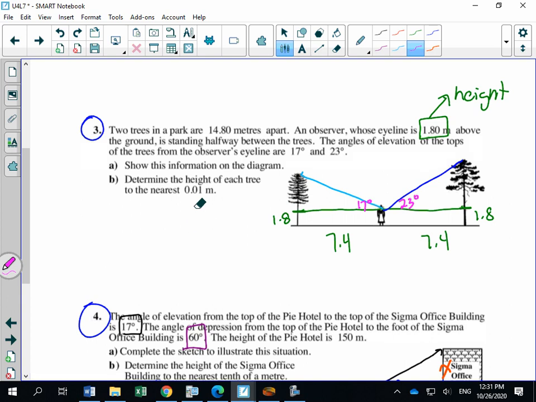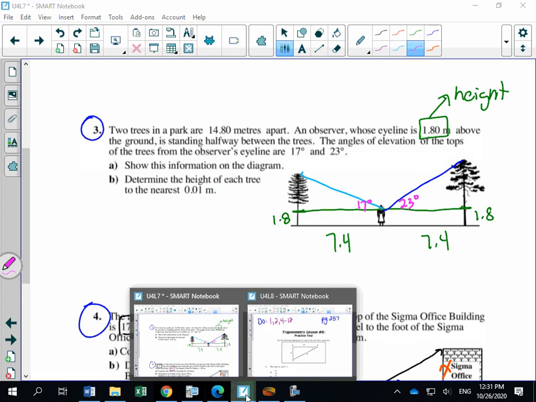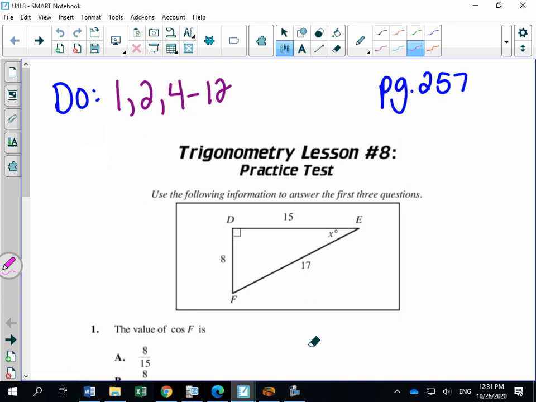Now I'm going to give you the practice test. So can you guys flip to here? And you can just write at the top of your practice test numbers 1, number 2, and then write 4 to 12. Okay, and these are really good test questions. So this is going to combine all of the lessons now.